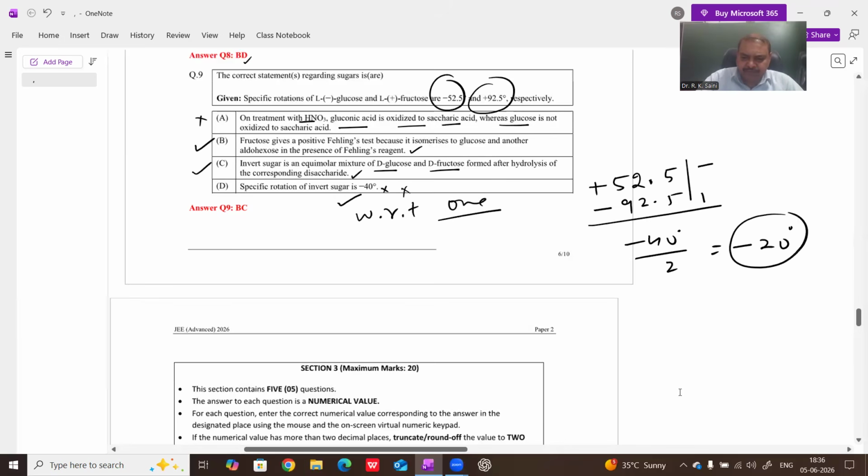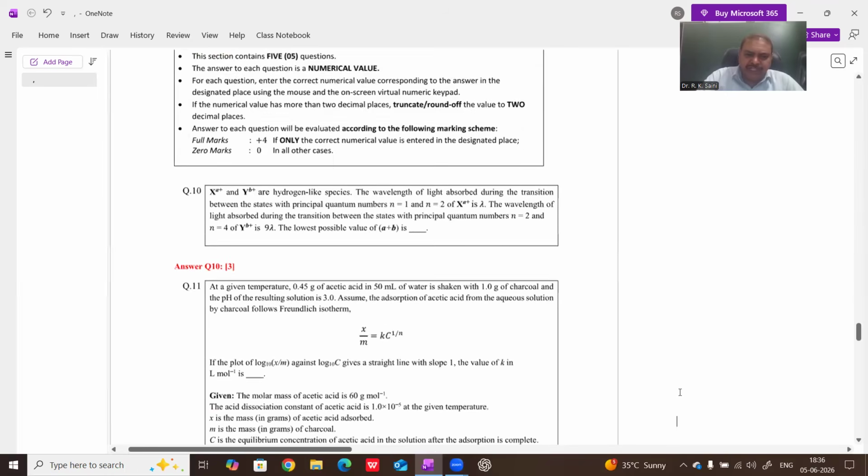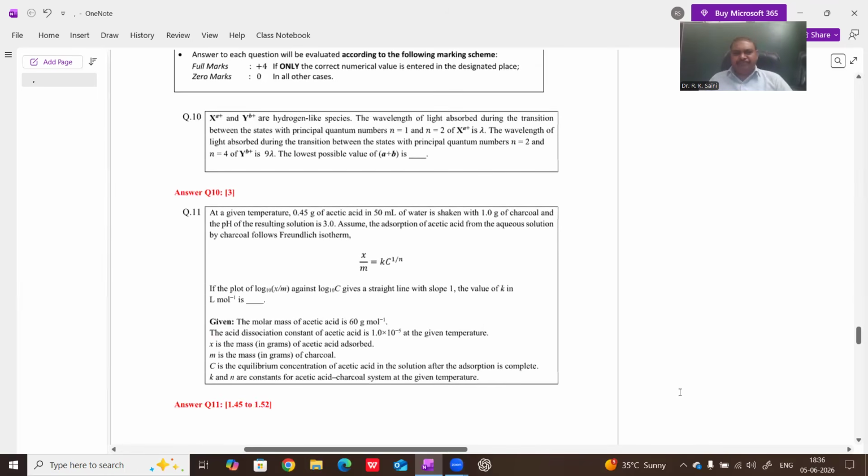Question next. Question 10. Very important question and very simple question. Check the question: XA and YB. Hydrogen-like species means they contain only one electron. The wavelength of the transition between principal quantum number 1 to n is given.